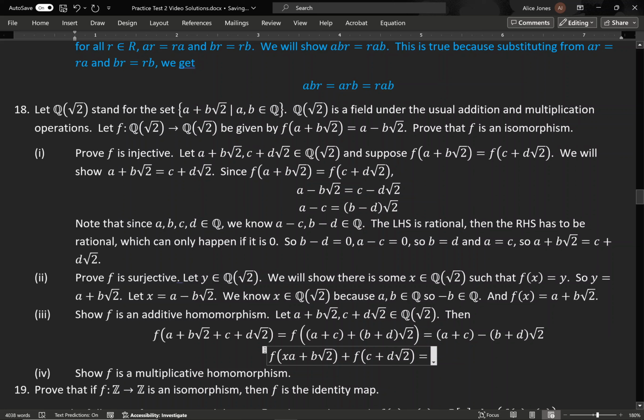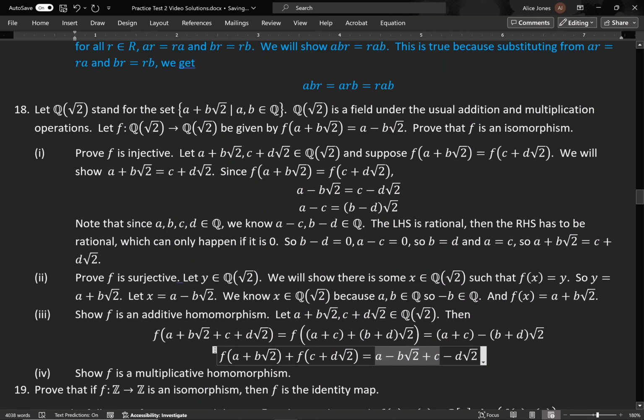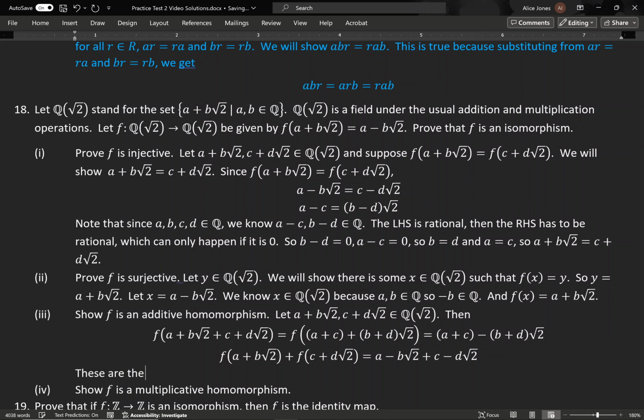And what's going to happen down here? I'm going to have a minus b square root of 2 for the first part. And then for the second part, I'm going to have plus c minus d square root of 2. And you can see for yourselves that this is the same, right? If I just group the a and the c together and the b and the d together, these are the same. Okay, so these are the same. So f is an additive homomorphism.